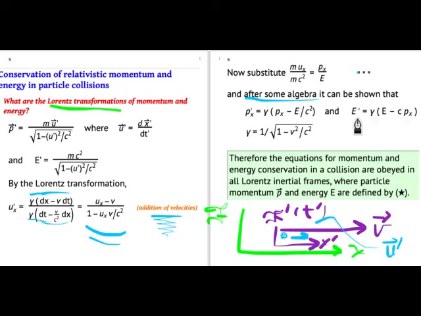Remember, t prime was gamma (t minus v x divided by c squared). So the powers of c, the speed of light, are different. That's because the units are different. But we still have the same basic idea. t prime is gamma (t minus x times v), or E prime is gamma (E minus v px). And similarly for the momentum transformation.